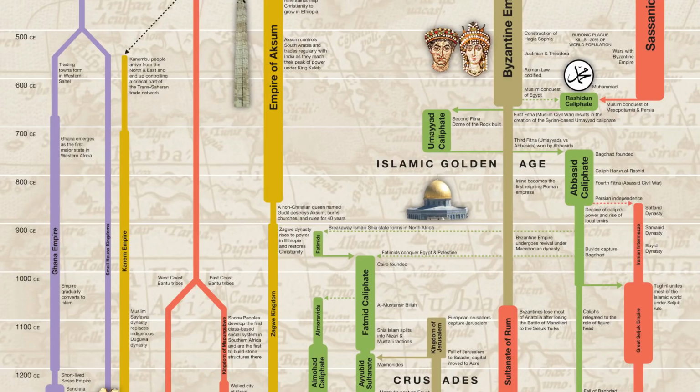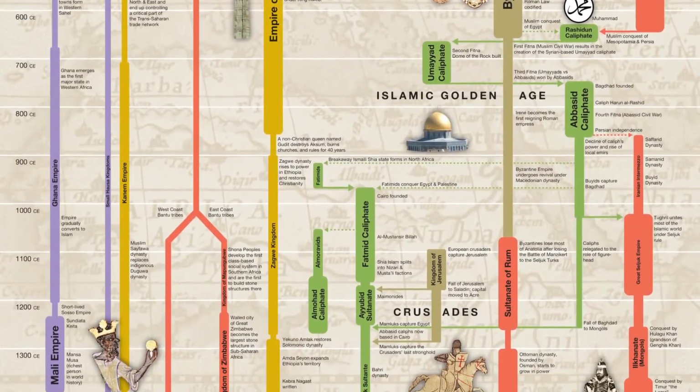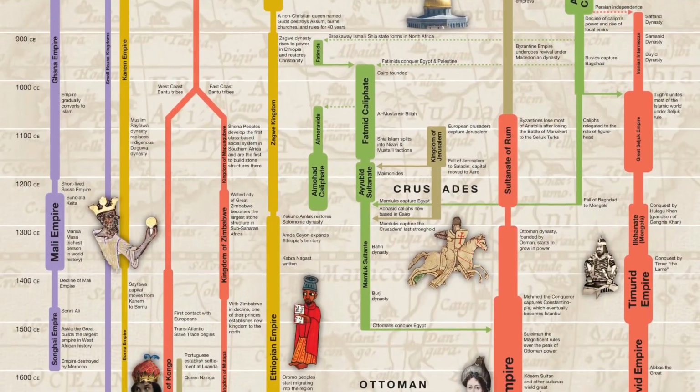There was a brief period in the 9th century when a queen named Gudit, who was possibly Jewish, conquered the Aksumites and burned their churches. But soon thereafter, a new dynasty, known as the Zagwes, rose to power and restored the Christian faith. Okay, let's now go back to West Africa, where we get a sequence of 3 really big empires. The first, as I already mentioned, was Ghana.